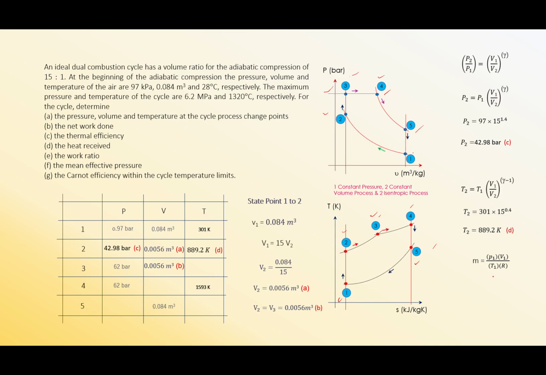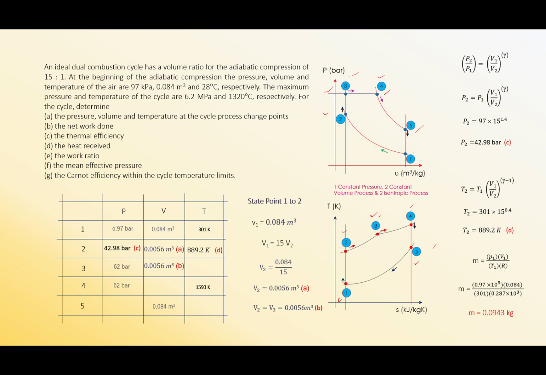So from this, that is your ideal gas law. The purpose here is, because we know that we have got P1, we have got V1, that is absolute volume, and then T1, we can find out the mass from this. Substitute your P1, which is 0.97 bar, your V1, which is 0.084 meter cube, your temperature 301, and your specific gas constant, which should be 0.2871 times 10 to the power of 5. So you can find out your mass, that is 0.0943 kg.